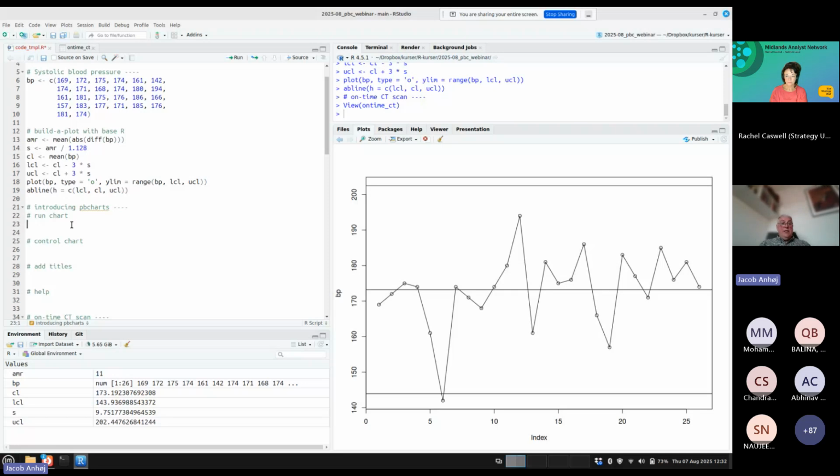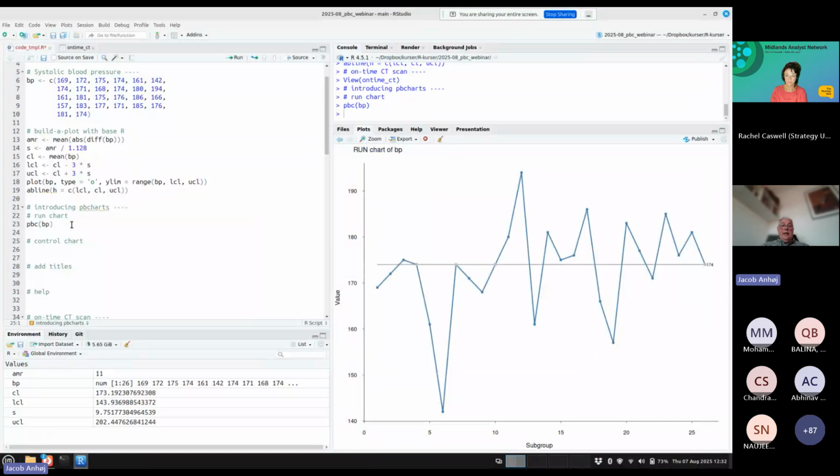Now to ppcharts. ppcharts has a function called pbc, and if we only use one argument, it will simply plot these data in a run chart. A run chart, as you remember, is a time chart, and the center line by default is the median of the values.